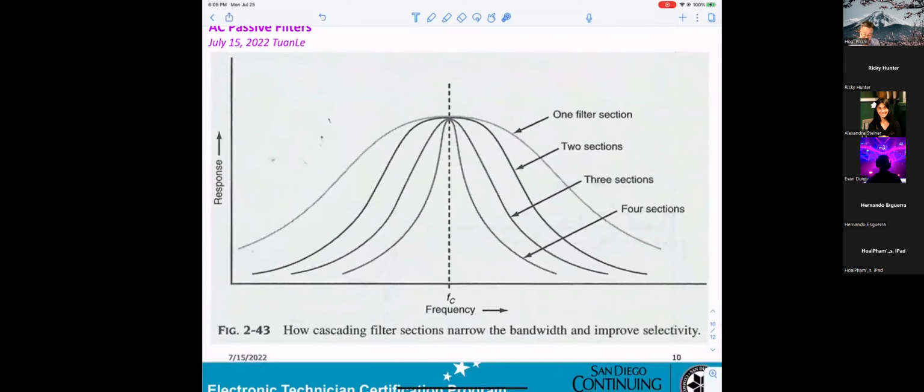Okay, so now this is just to display for you how cascading filter sections narrow the bandwidth and improve selectivity. This is one of the outputs. They call it one filter section. What that means for one filter section is that it will be equivalent to one pole. And the next one, two pole, three pole, four pole. Basically for this signal, they want four pole, four sections. They want that better. My question is, why do they want four pole better than one pole?